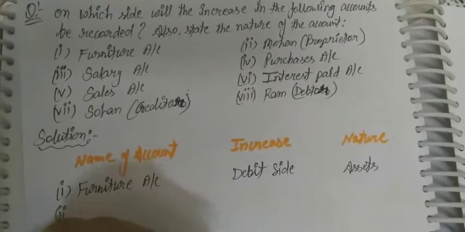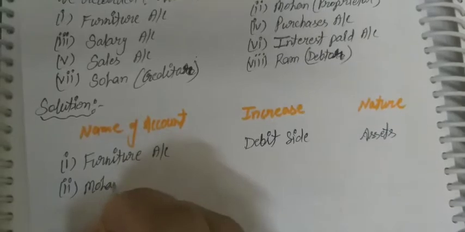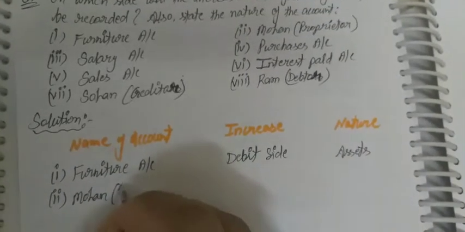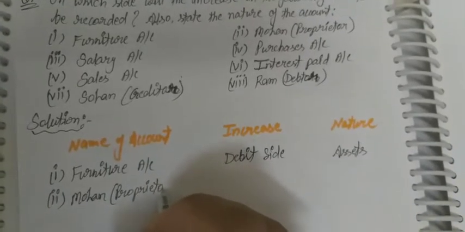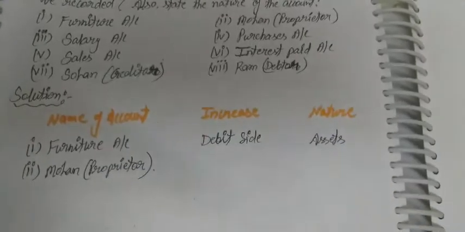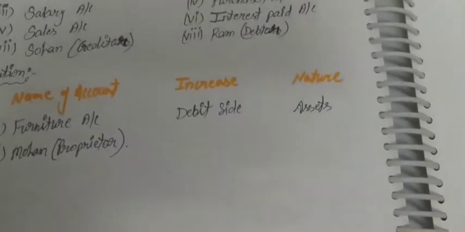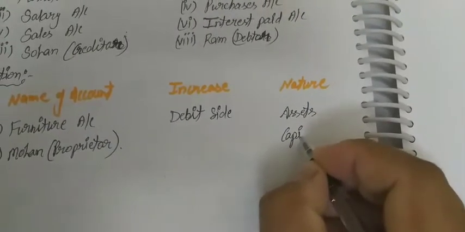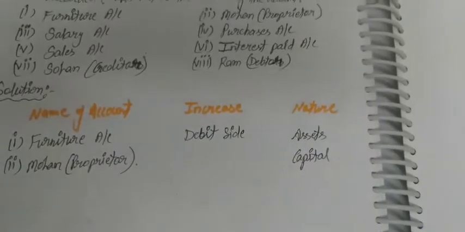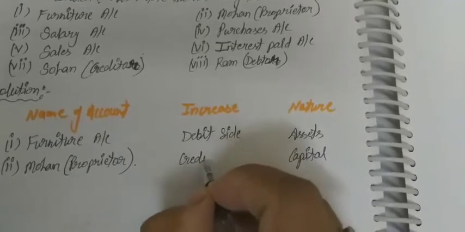Next, second, Mohan. It is a proprietor. Mohan is a proprietor, and the proprietor always introduces capital in the business. So that's why the nature is capital. Okay, and capital always increases on the credit side.